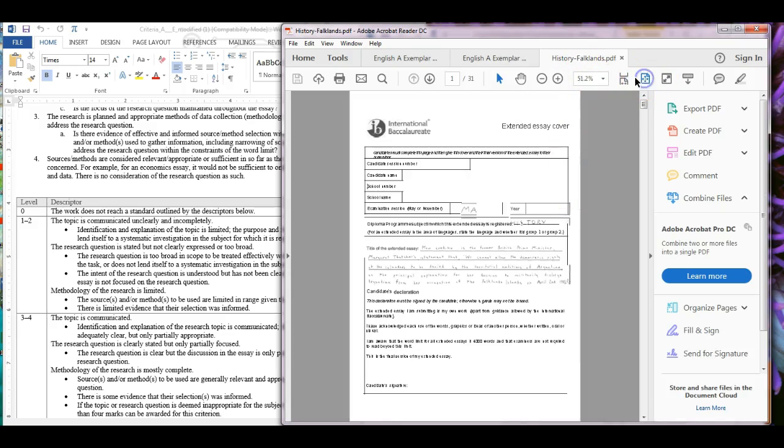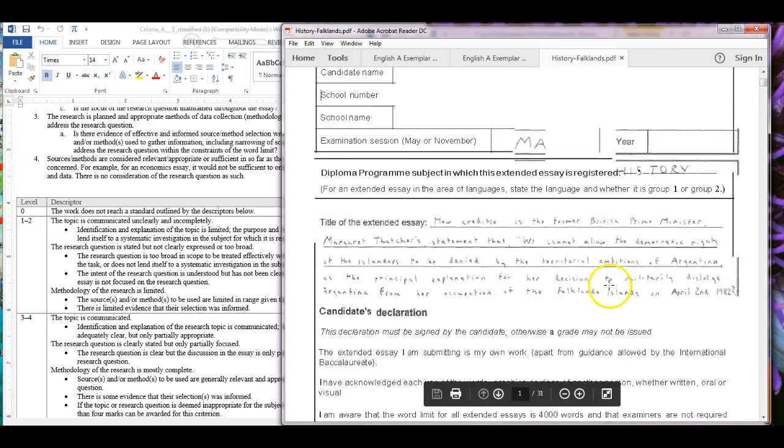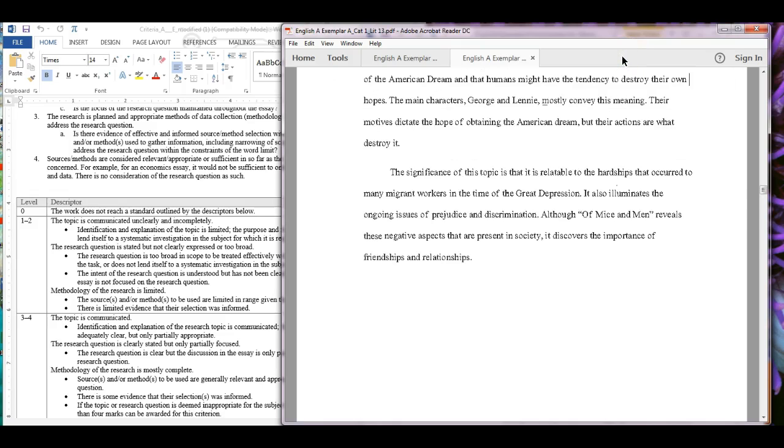If we look at another one, and actually we're not going to look at another one, so we're going to leave it at that.